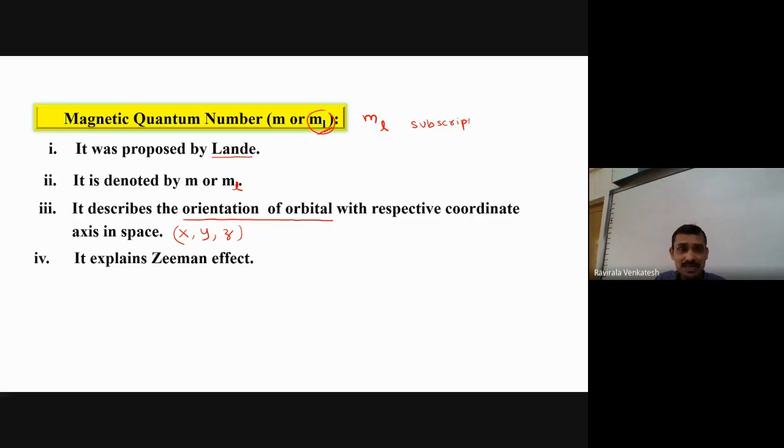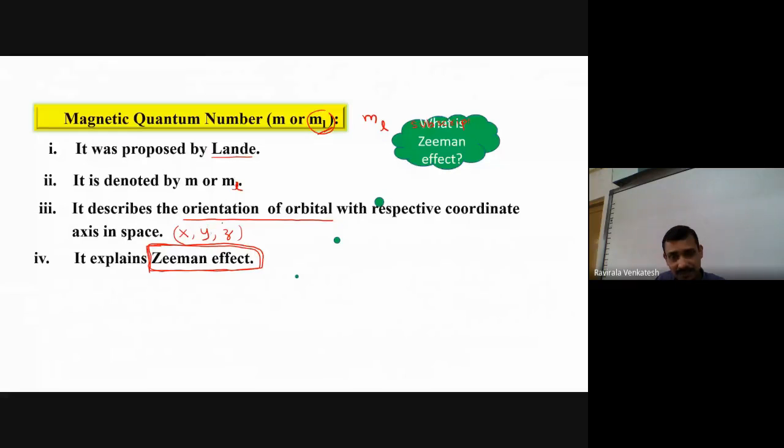Now it also explains the Zeeman effect. We have one limitation in Bohr's model. In the examination, they will ask you to write the limitations of Bohr's model. One of the limitations is the Zeeman effect. Can anybody say what the Zeeman effect is? We already completed that in Bohr's model.